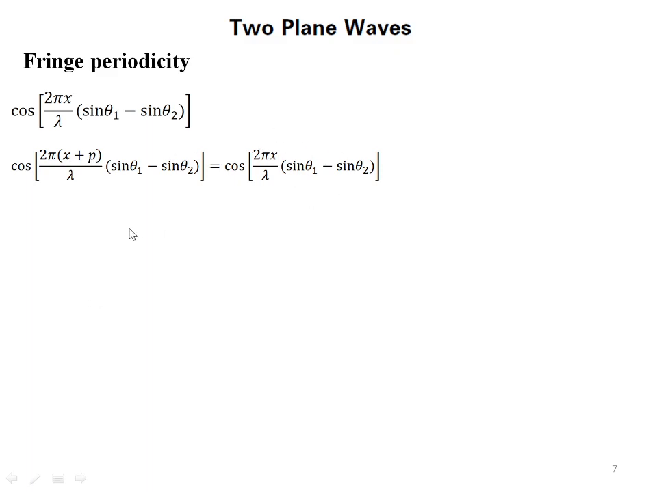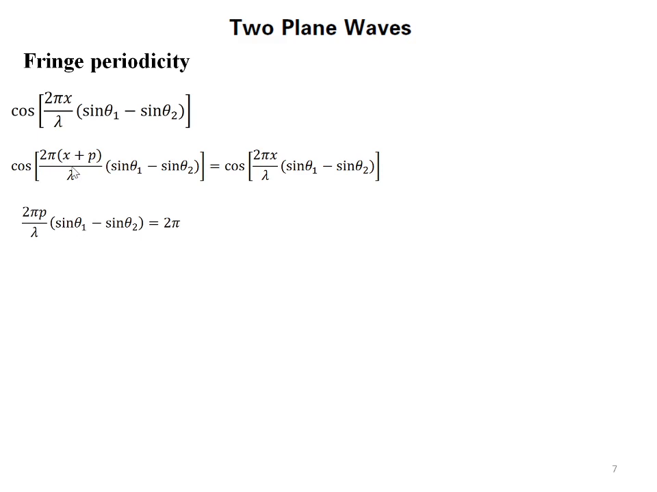What is the definition of periodicity? It is f of x plus a equals f of x, right? So I am doing the same thing and writing periodicity as p. So this should be equal to the same one, right? So if I simplify this, then what does it mean?